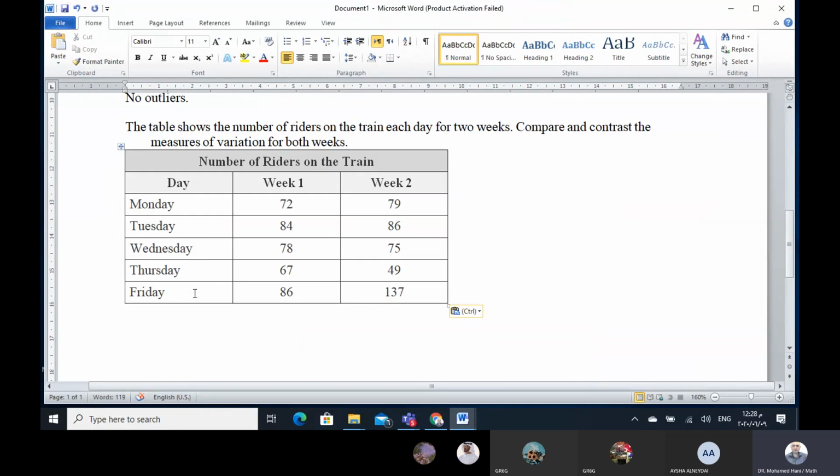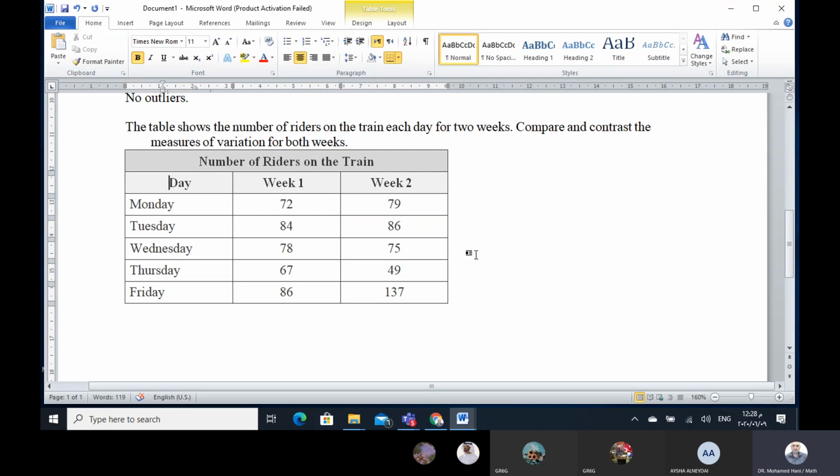We have now this table. These are the days of the week: Monday, Tuesday, Wednesday, Thursday, Friday. We have the first week and the second week, and the table is about the number of riders on the train. The question says the table shows the number of riders of the train each day for 2 weeks. Compare and contrast the measures of variation for both weeks. We want to find the measures of variation for the first week and the second week, then compare between them.